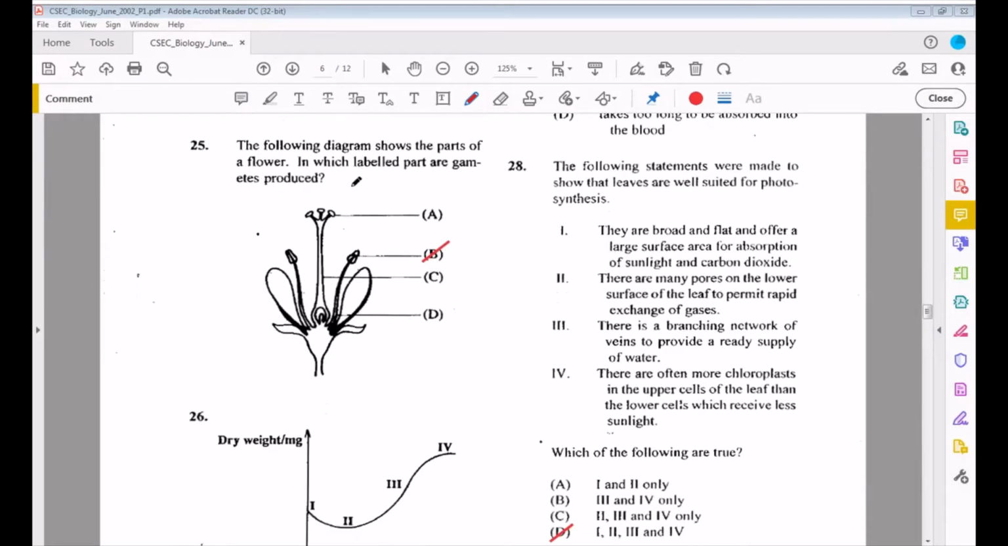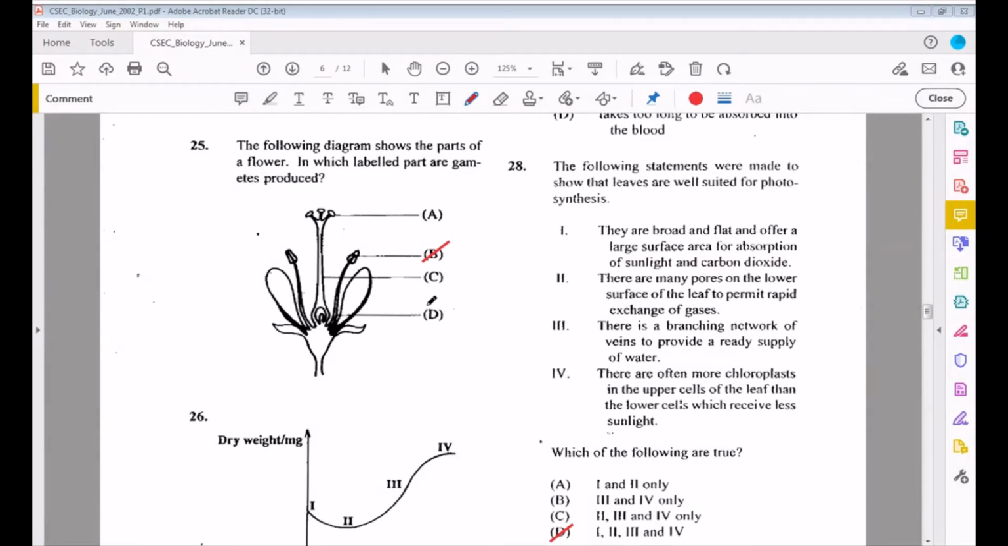25. The following diagram shows the parts of a flower. So, in which labeled part are gametes produced? The answer is B. A and C are both pointing to female parts, or parts of the female reproductive system of the plant.